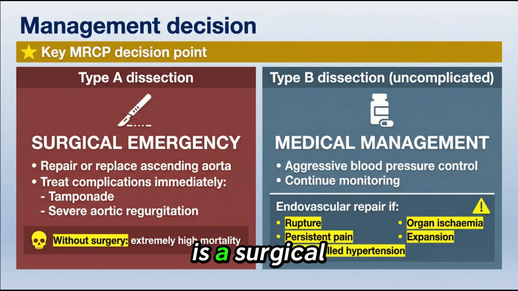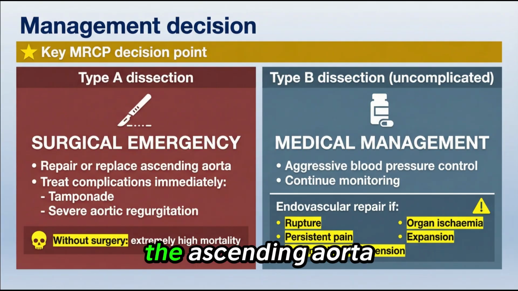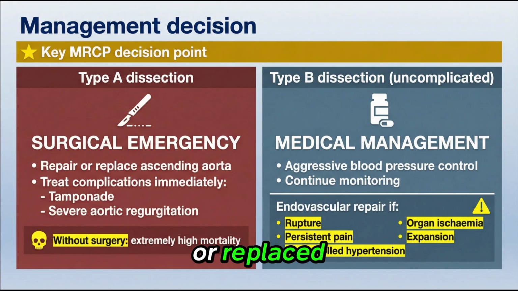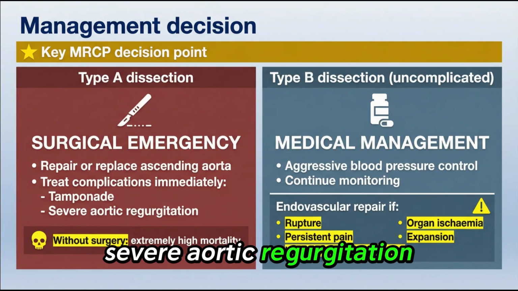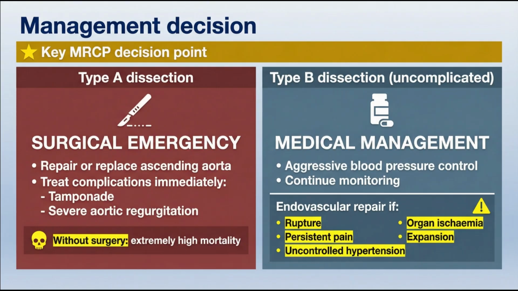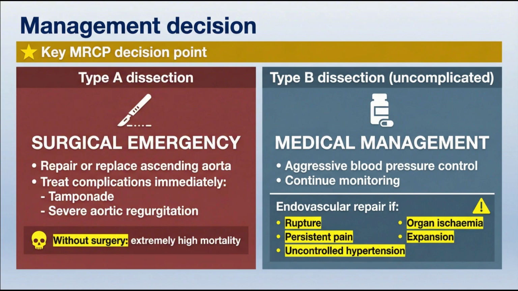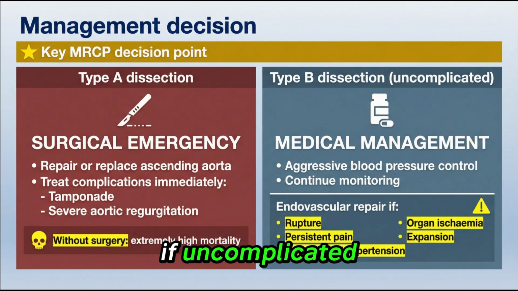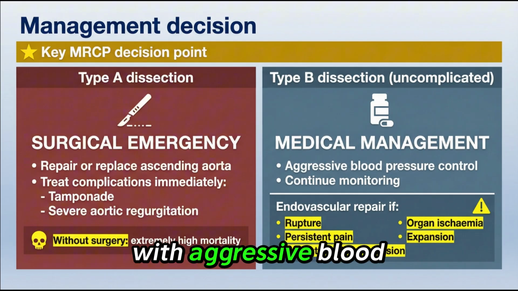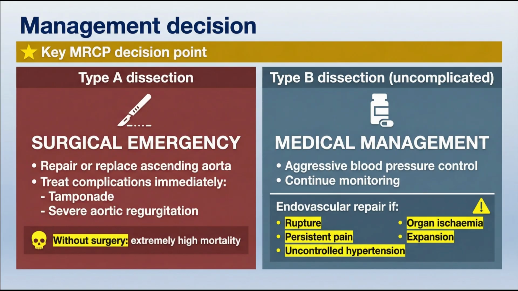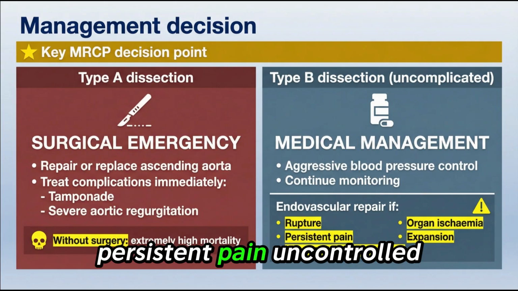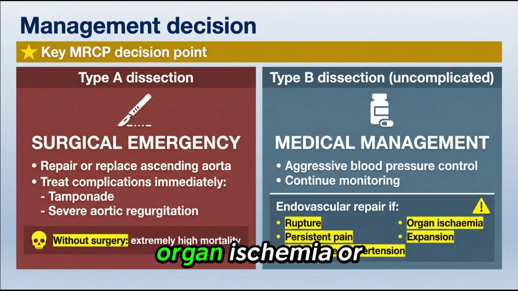Type A dissection is a surgical emergency. The ascending aorta must be repaired or replaced, and complications such as tamponade or severe aortic regurgitation must be treated immediately. Without surgery, mortality is extremely high. Type B dissection, if uncomplicated, is treated medically with aggressive blood pressure control. Endovascular repair is required if there is rupture, persistent pain, uncontrolled hypertension, organ ischemia, or expansion.